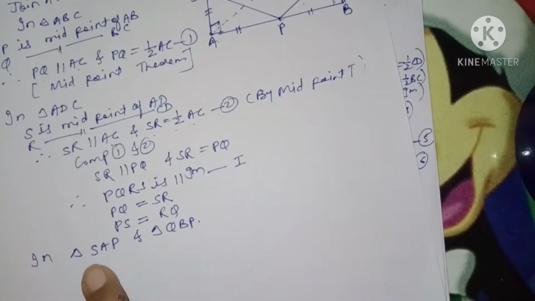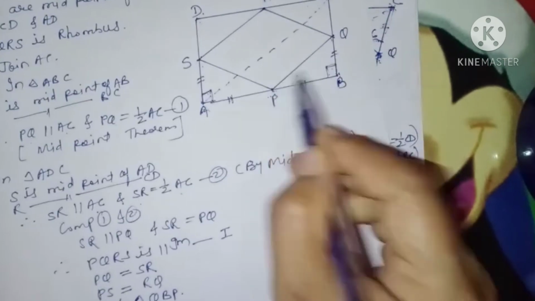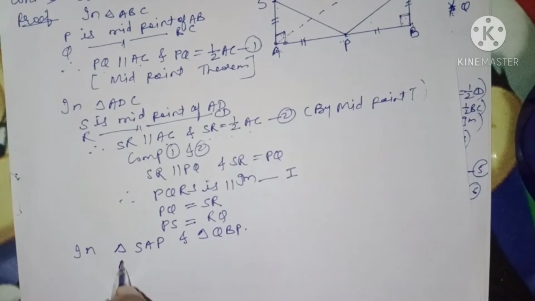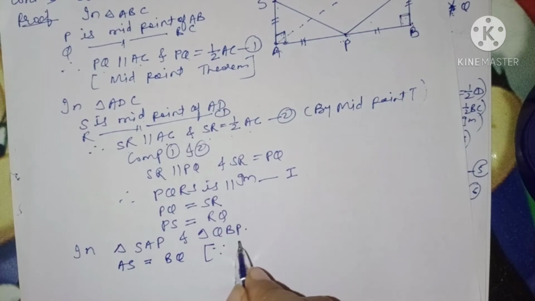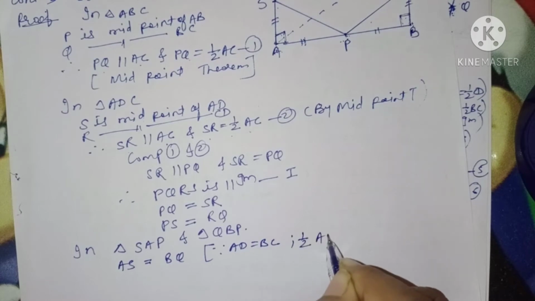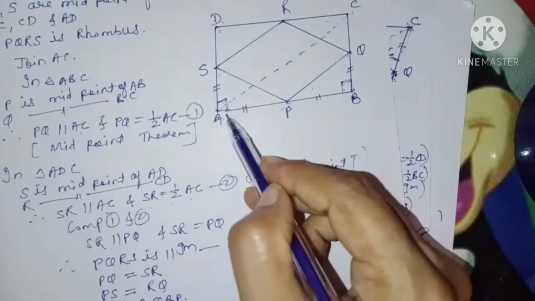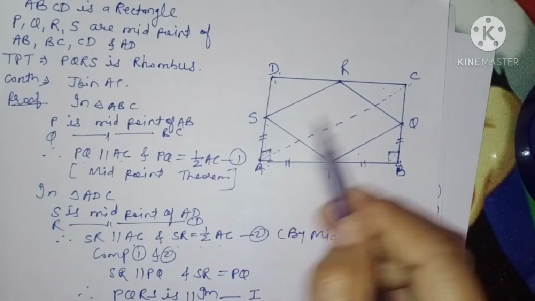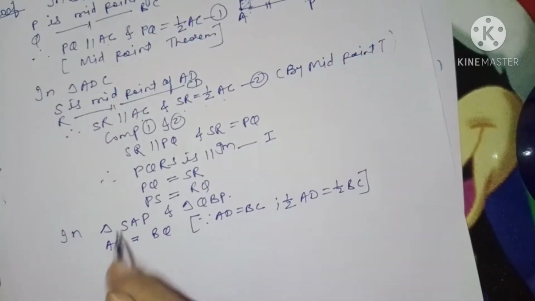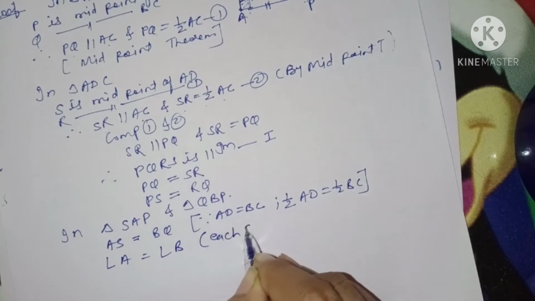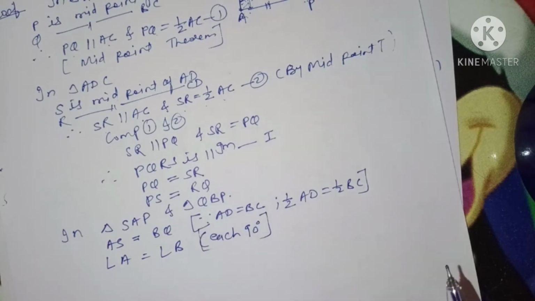So see this SAP. This is SAP and the second triangle is QBP. इसमें first element I am going to write AS is equal to BQ. Why? Why AS is equal to BQ? Because AD is equal to BC and therefore half of AD is equal to half of BC. This is okay. This AD is equal to BC. So half of AD equal to half of BC. ठीक है. Now the second element is angle A is equal to angle B, each 90 degree, because ABCD is a rectangle. This is the second element.